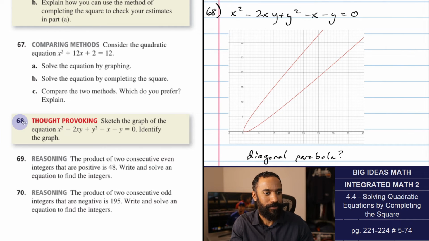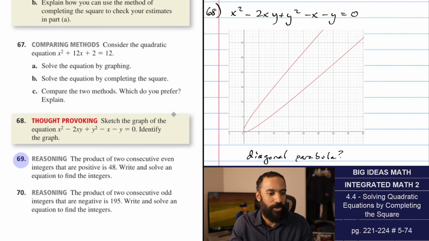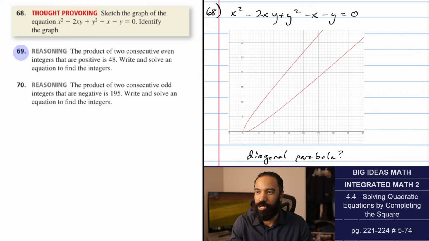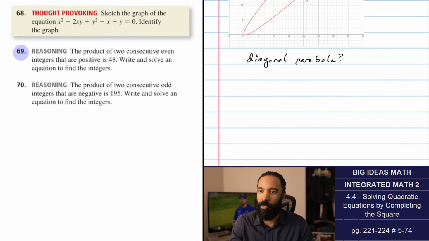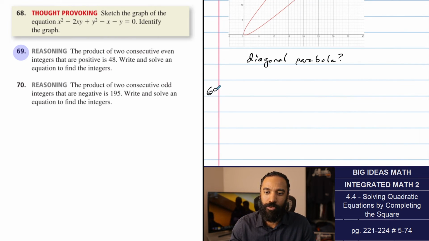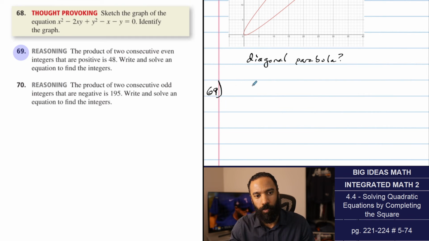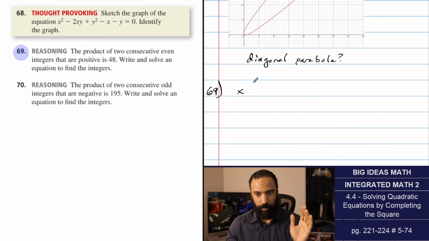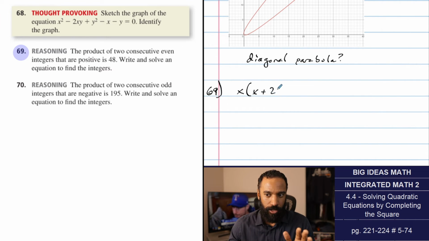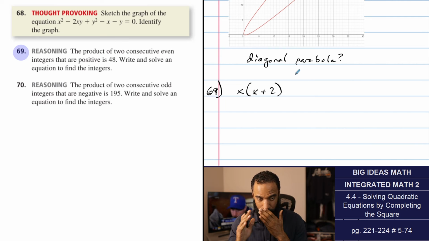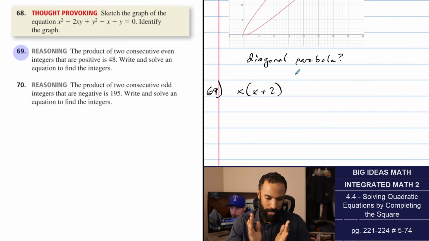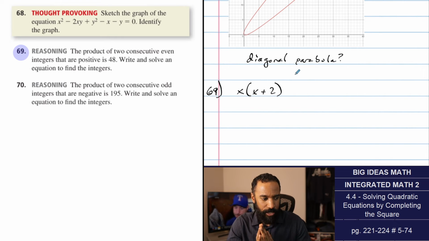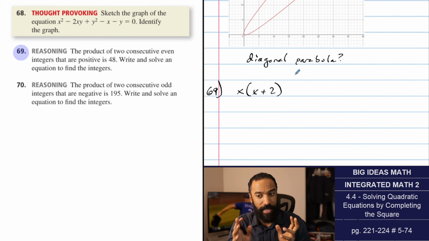Looks good. Number 69. The product of two consecutive even integers that are positive is 48. Write and solve an equation to find the integers. All right, so for this set here, let's say x is one of your integers. The other integer has to be two larger. They're two consecutive even integers. I think the fact that they're even doesn't matter versus being odd. It's just that this answer will have even ones, but the fact that they tell us even just means you have to skip a value.